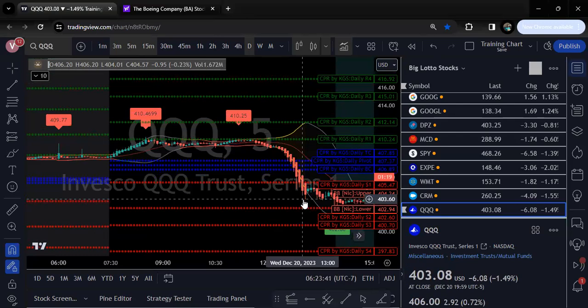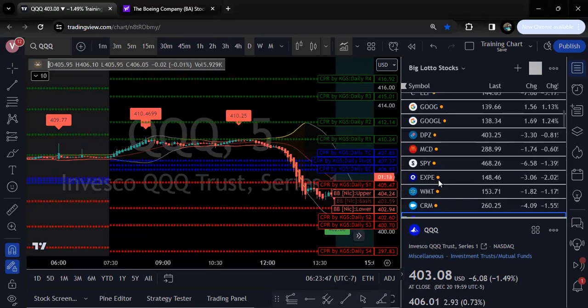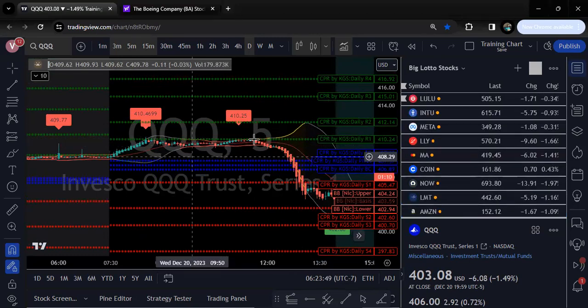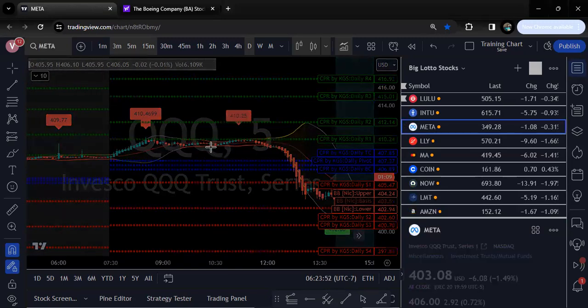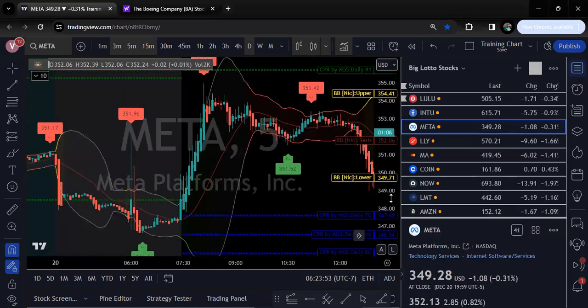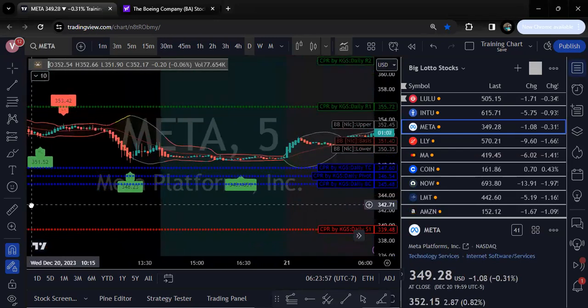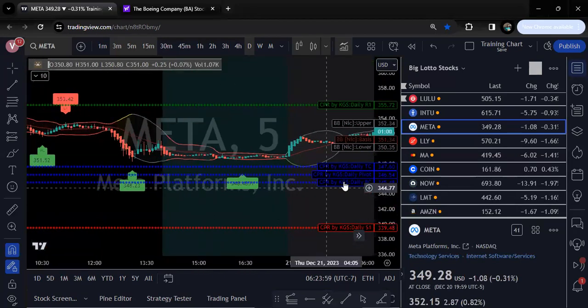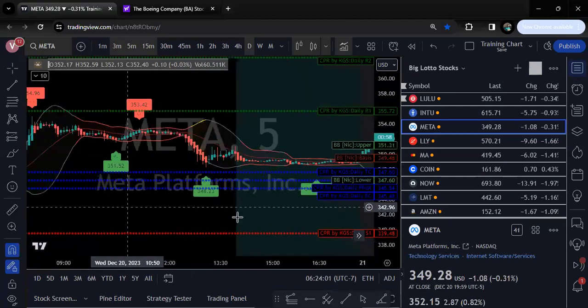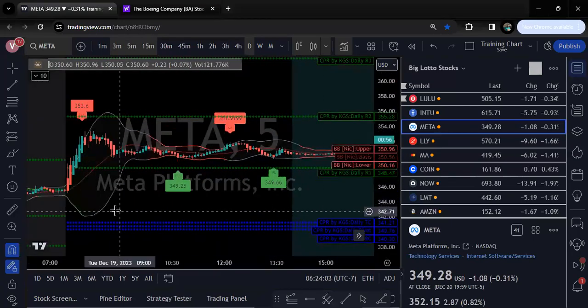Okay, so that's one way. You are identifying what stocks to trade just by the CPR on the daily. Is it narrow? Is it wide? Depending on if you're scalping for that day. So Meta, you want to look on the day.